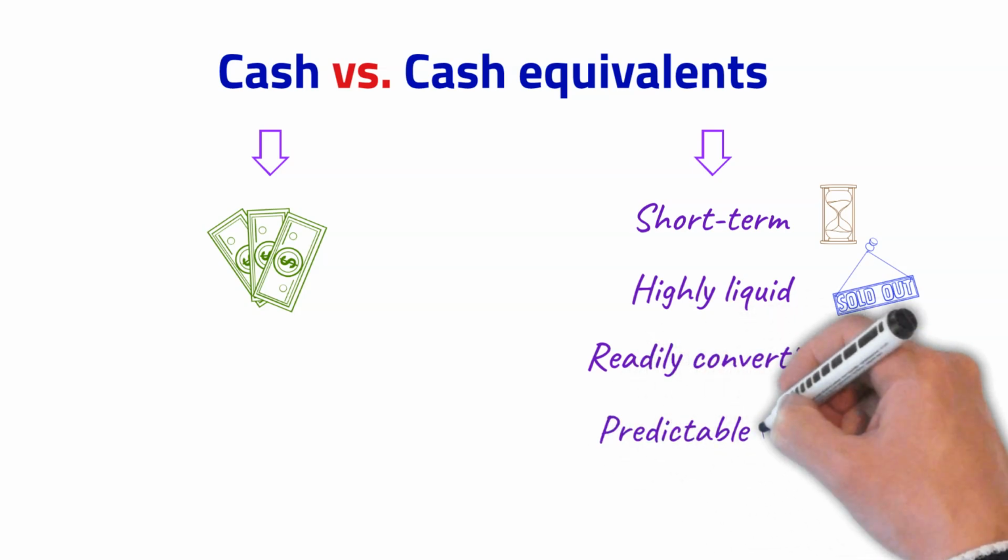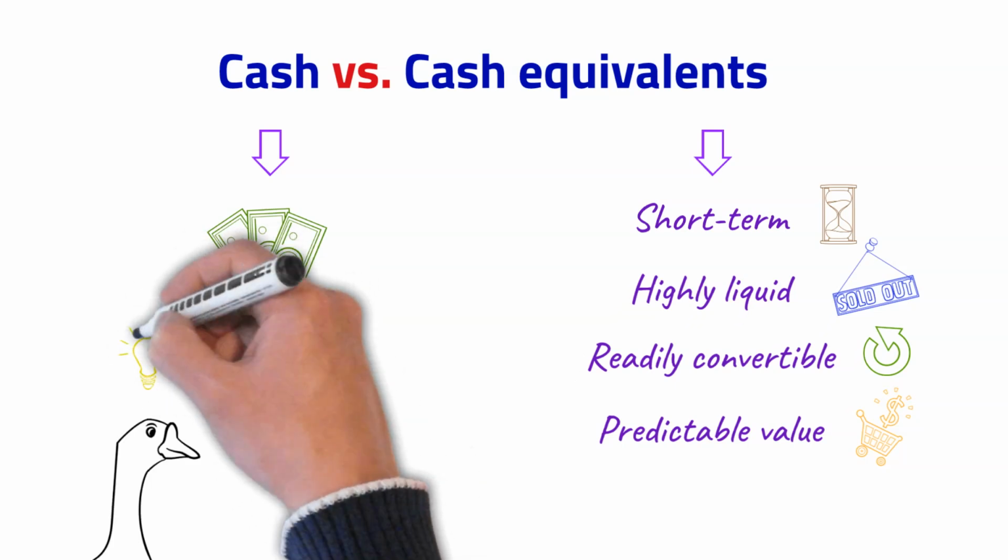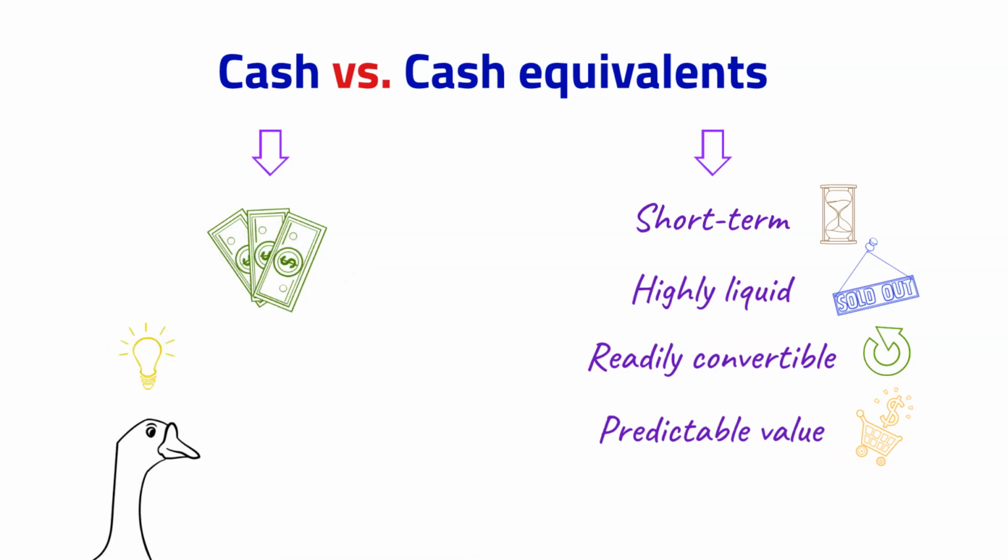Subject to insignificant risk of changes in value means we can more or less very accurately determine how much cash we will get at a given point in time. In practice, most companies use a simple rule. Original maturity should be 3 months or less from the date they bought it.